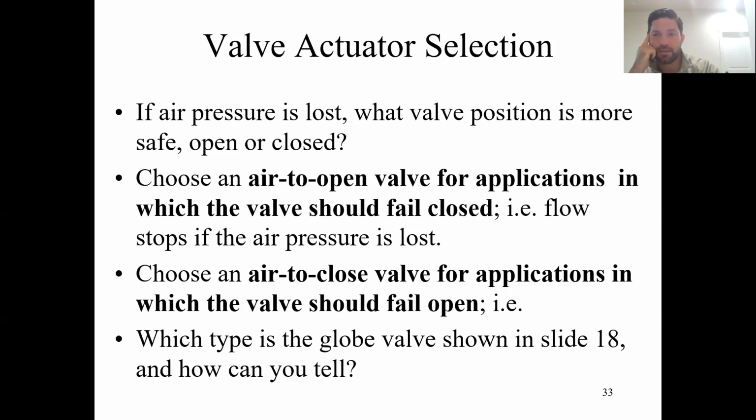Steam? Steam, yeah. So if you're using steam to heat something, and you have a problem with your air pressure, and all of a sudden your valves die and your steam is going into your process, you're going to heat up your process to the maximum possible temperature that it can be, and that's not ideal. So like heating systems, because again, you want to leave systems at the lowest energy state. So steam, air to close.